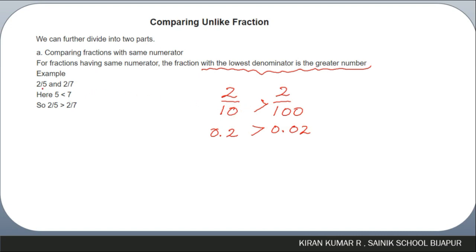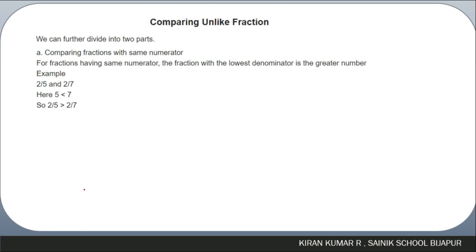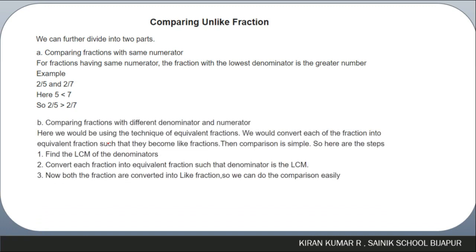So, in 2 by 5, 2 by 7, 5 is less than 7. Therefore, 2 by 5 is greater than 2 by 7. Let's look at how to compare if they have got different numerator and different denominator.